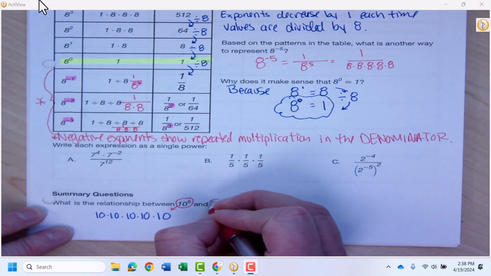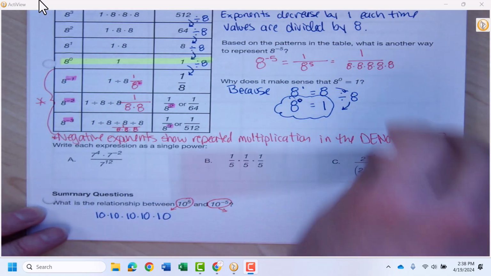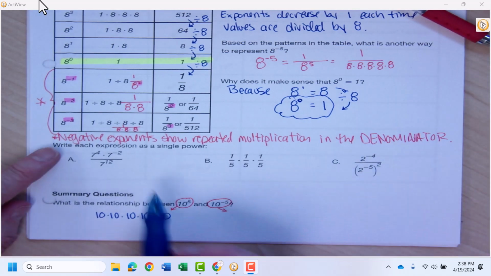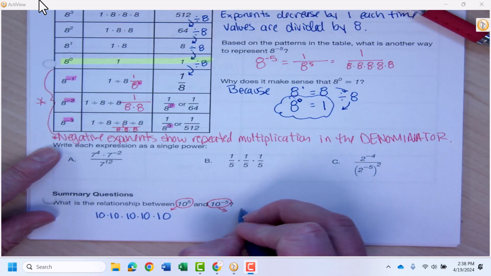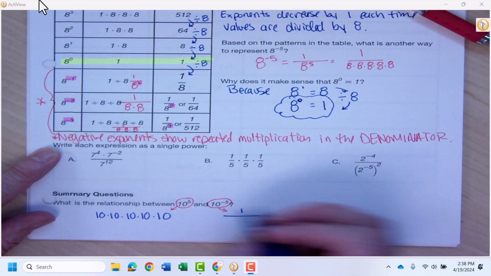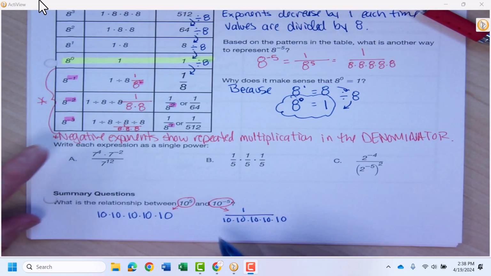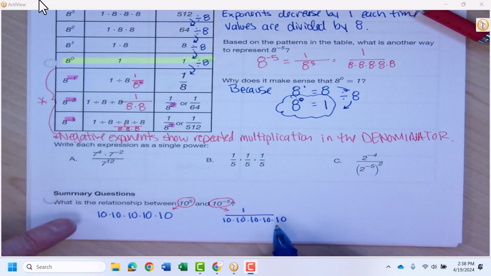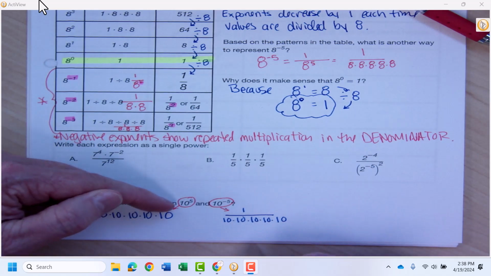But when it's a negative exponent, I still have that repeated multiplication, but the repeated multiplication happens in the denominator. So I'm going to write 1 over 1, 2, 3, 4, 5. There's my repeated multiplication in the denominator. So that's the relationship between those two numbers. 10 is repeated as a factor, but here it's repeated in the numerator, and here it's repeated in the denominator.